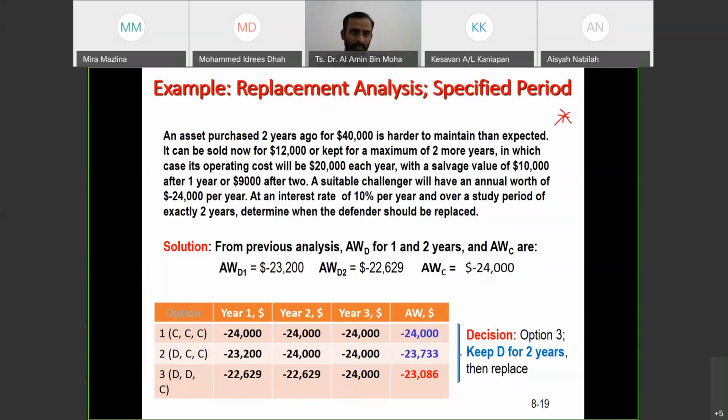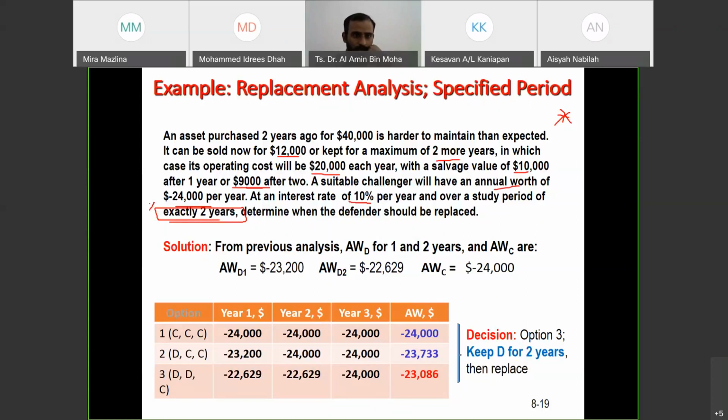The asset that was purchased 2 years ago for 40,000 is harder to maintain than expected. It can be sold now for 12 or kept for 2 more years, in which case the operating cost will be 20,000, with a salvage value of 10,000, or 9,000 after 1 year, or 9,000 after 2 years. And the suitable challenger will have an annual worth of 24,000 per year, with an interest rate of 10% per year over a study period of exactly 2 years. I think this is the difference, right? Determine when the defender should be replaced.